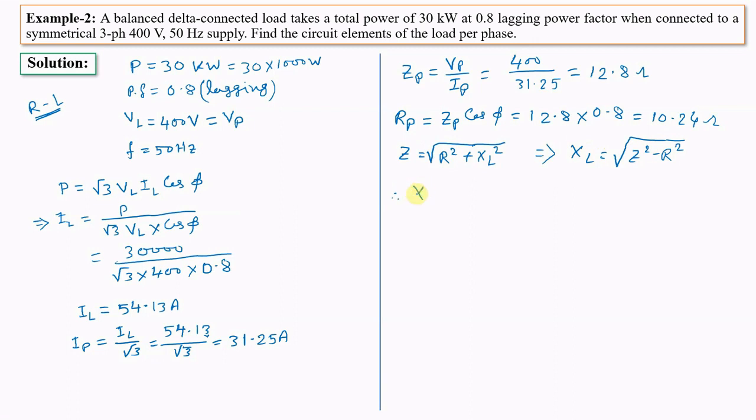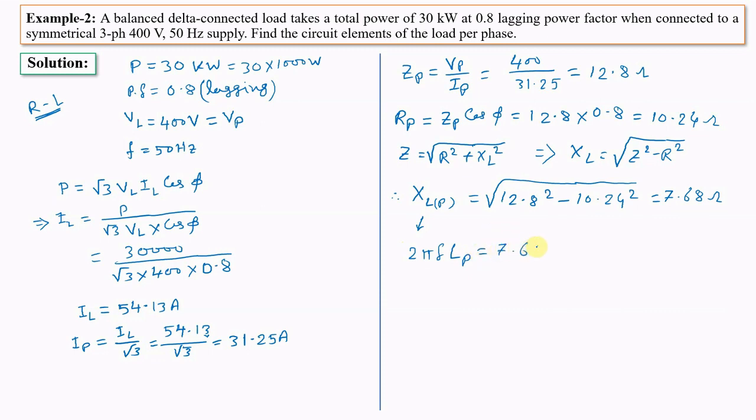Therefore, inductive reactance per phase will be square root of Z phase, that is 12.8 square, minus R phase, that is 10.24 square, and the value here will be 7.68 ohms. So this is the inductive reactance per phase, and the inductive reactance per phase can be written as 2 pi f L per phase. So it is 7.68.